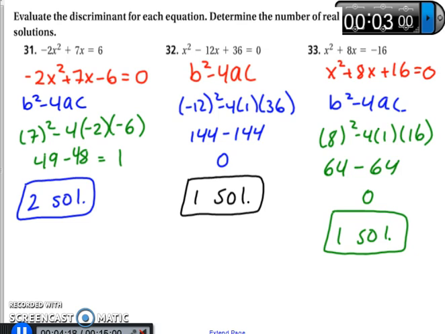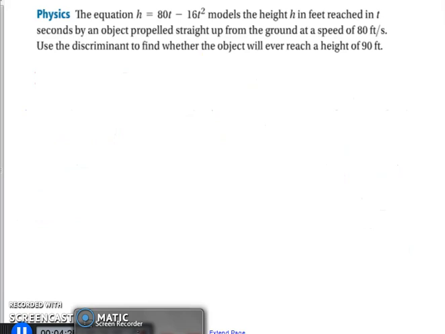Okay. So let's look at a couple of word problems right now. Here we have an equation that models the height reached in 2 seconds by an object propelled straight up from the ground. It says to use the discriminant to find whether the object will ever reach a height of 90 feet. When we have a word problem that asks us to use the discriminant, we're trying to come up with a yes or no answer.